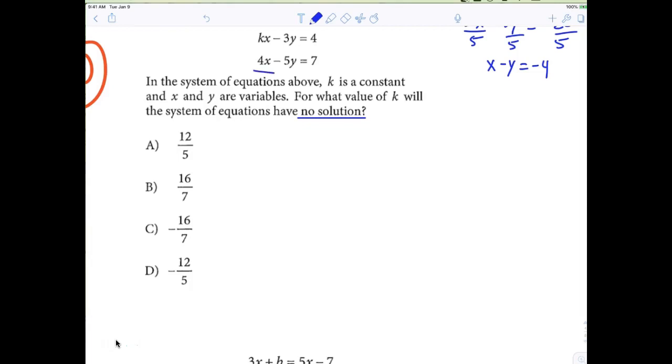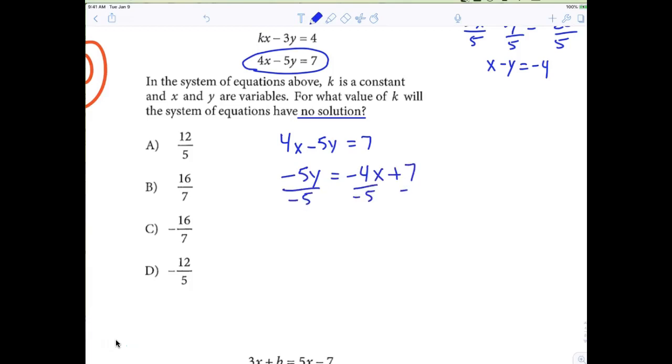So we're going to find the slope of this. I want everybody to do that. 4x minus 5y equals 7. Negative 5y equals negative 4x plus 7. Divide by negative 5. y equals 4/5 x minus 7/5. So what's the slope of the line? The slope of the line is 4/5.